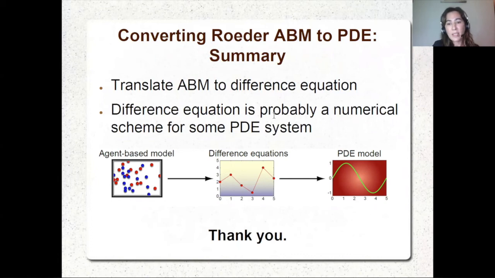But this is something to consider if you're finding that your ABM is too costly, or it's taking a long time, or perhaps your populations are quite large, and perhaps the law of large numbers is going to apply to your model.